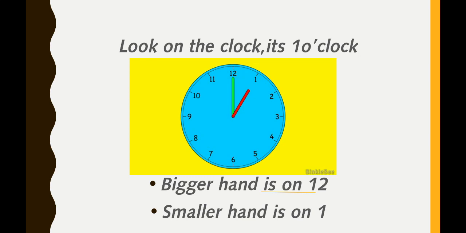Now look at the clock, it is 1 o'clock. Why is it 1 o'clock? The answer is the same. When the bigger hand is on number 12 and the smaller hand is on number 1, the time will be 1 o'clock.